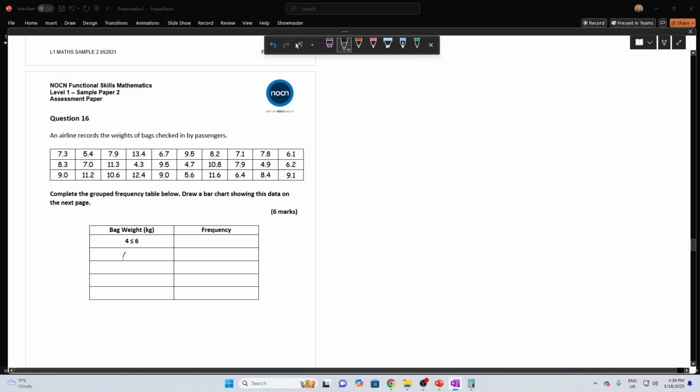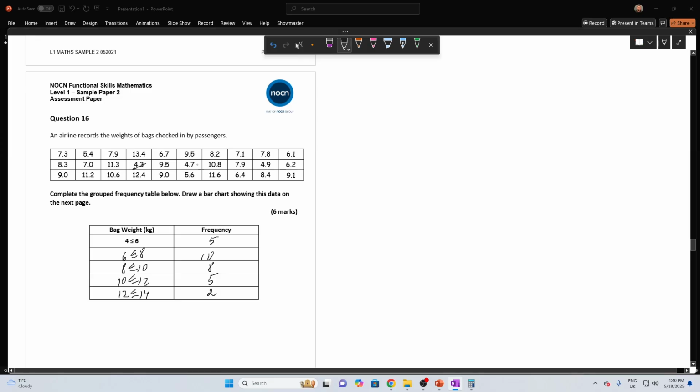Then we can continue 6 to 8, 8 to 10, then 10 to 12, and then 12 to 14. Why 14? Because we don't have anything bigger than 14. So for 4 to 6, there are 5 as a number. We just counted, between 4 and 6. Between 6 and 8, there are 10. Then we have 8, 5, and 2.